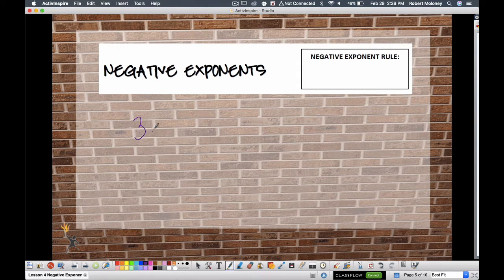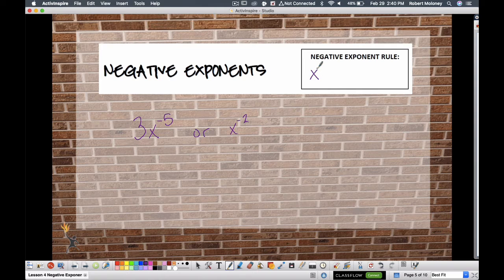3x to the negative fifth, or x to the negative 2. So to go back and look through this, I'm going to show you the negative exponent law first, and then we'll talk about how to apply it and take a couple of examples before we jump into the notes. All right, so the negative exponent law looks simply like this.